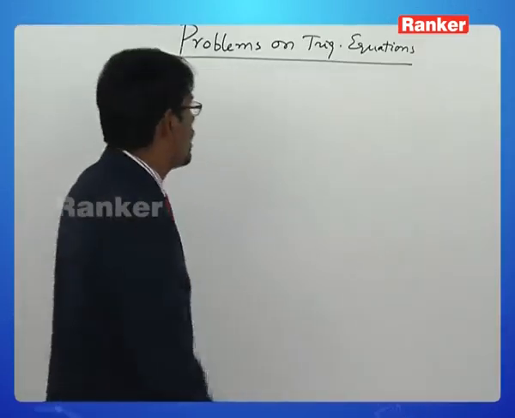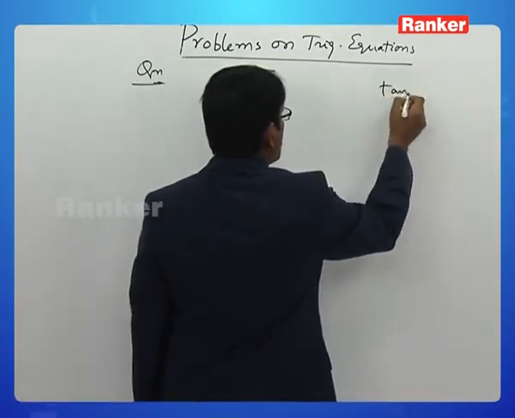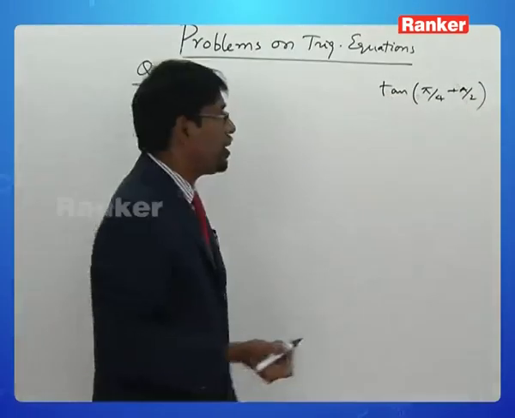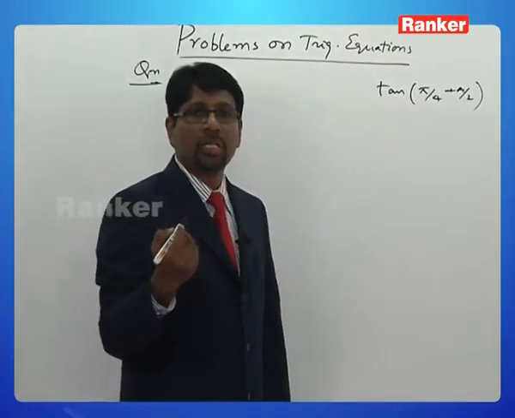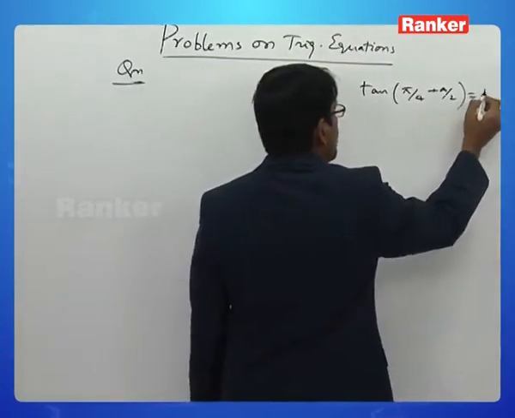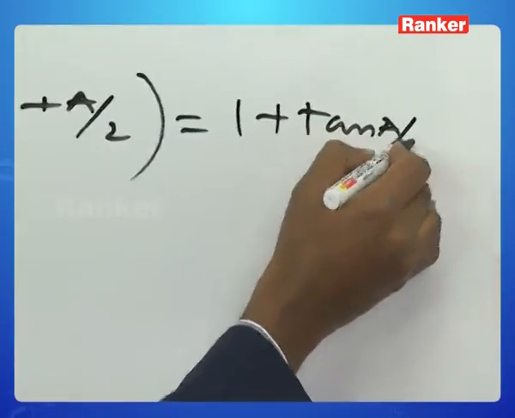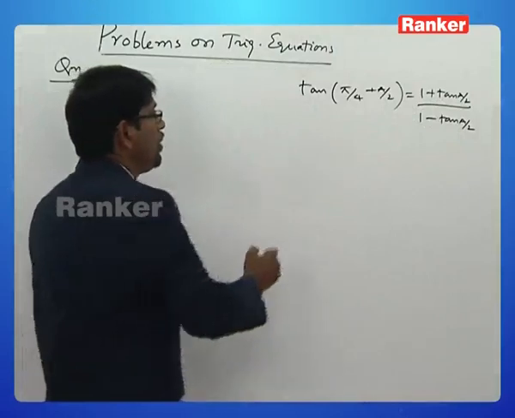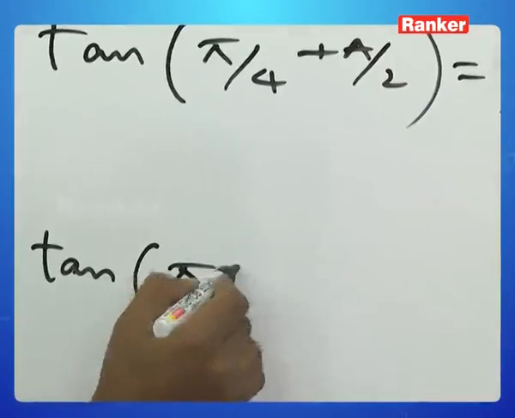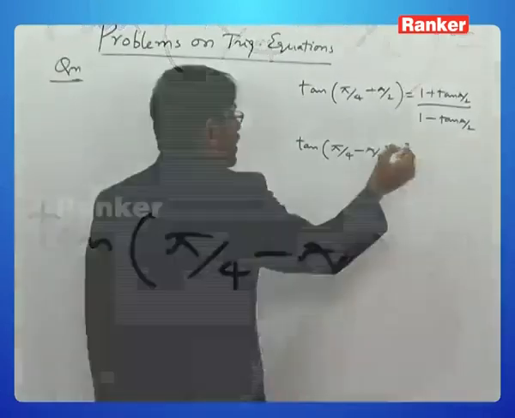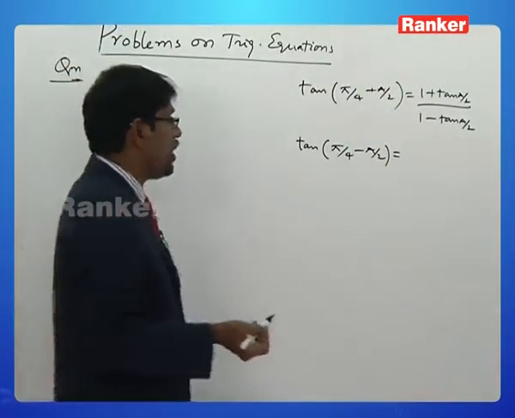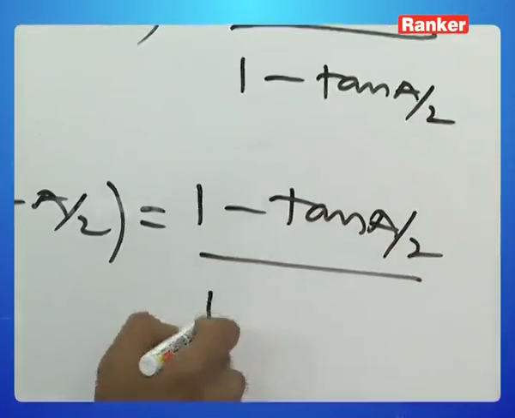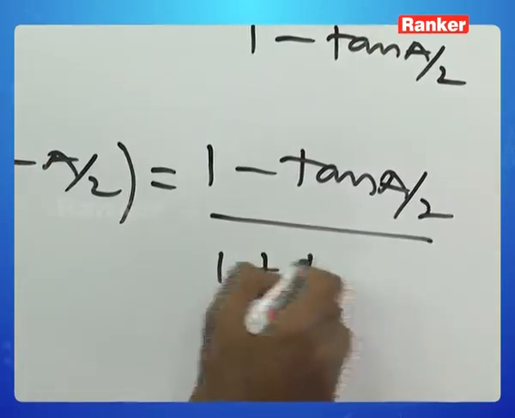So let's look at this. Tan of pi by 4 plus a by 2. What is the tan of a plus b formula? Tan a plus tan b by 1 minus tan a tan b. So that makes it 1 plus tan a by 2 by 1 minus tan a by 2. What about tan of pi by 4 minus a by 2? We'll use the formula for tan of a minus b. So tan pi by 4, that is 1, minus tan a by 2 divided by 1 plus tan pi by 4 tan a by 2. So the 1 plus tan a by 2.